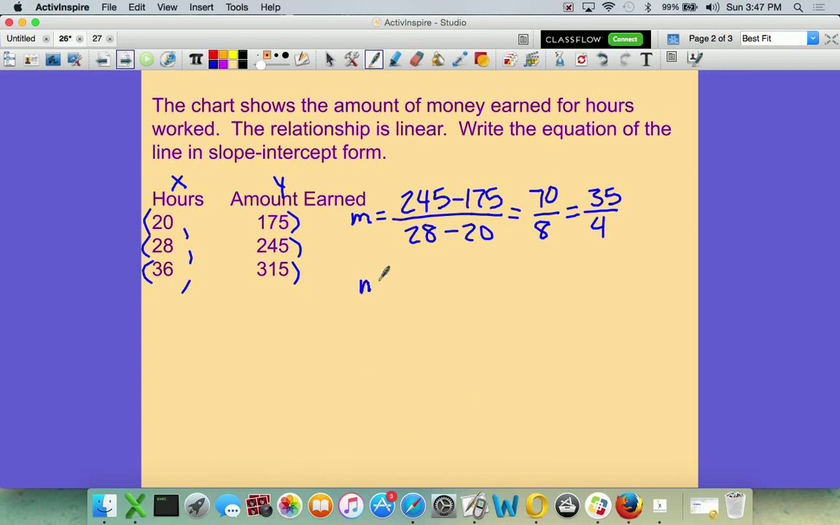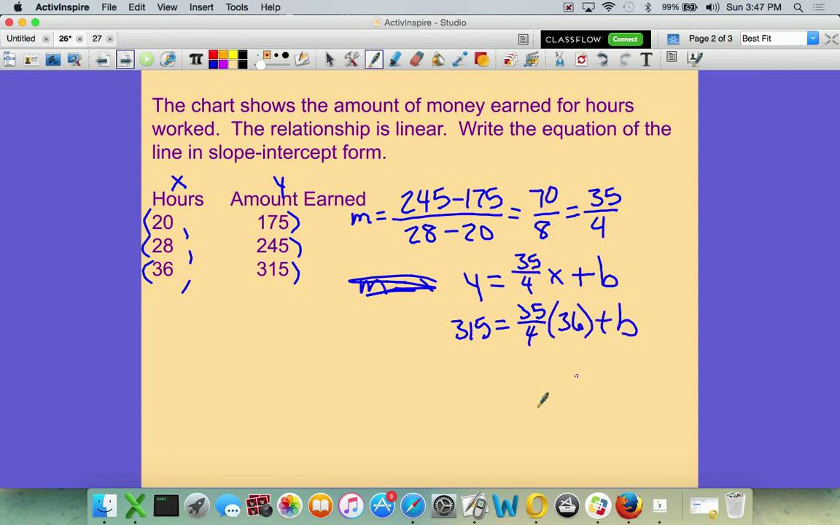So in our slope-intercept equation form, y equals m, well our m is 35/4, x plus b. Now we have to solve for b. All we do is plug in one of these ordered pairs. It doesn't matter which one. Let's plug in the 36, for example. So 315 would go in for y. 35/4 stays there, times 36 plus b.